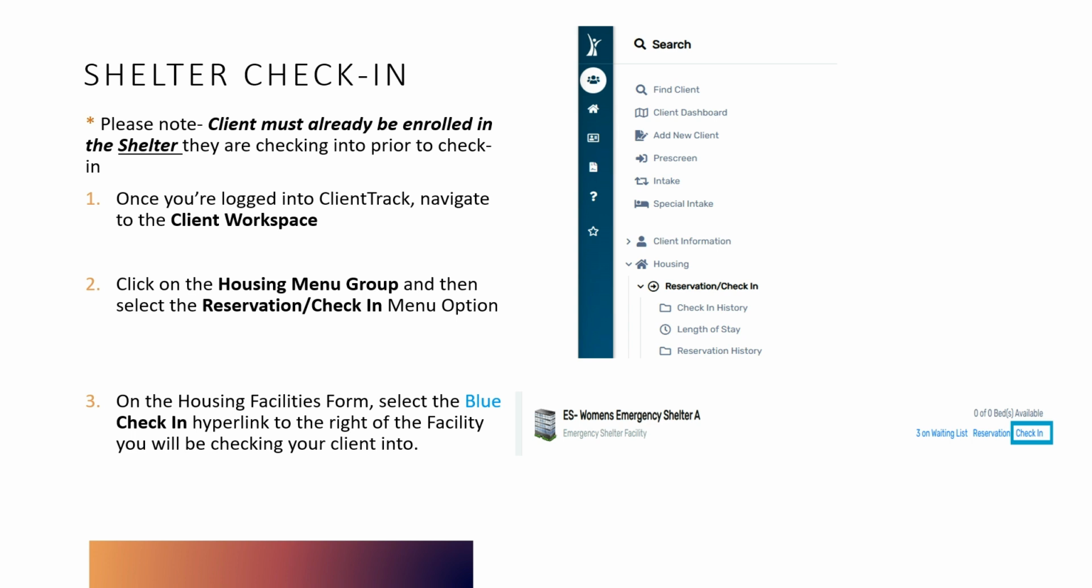Once logged into Client Track, you will again navigate to the client workspace. You will click on the housing menu group and then select the reservation check-in menu option. The housing facilities form will open again, and from there you will select the blue check-in hyperlink to the right of the facility you'll be checking your client into.